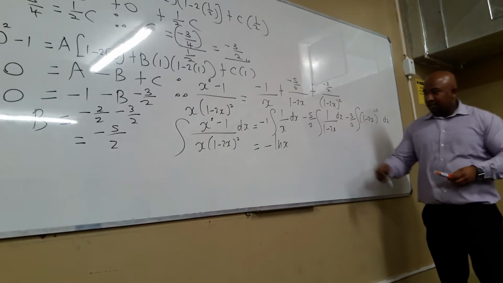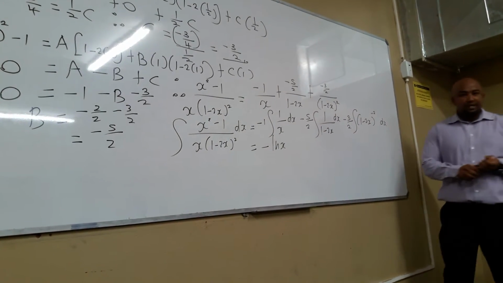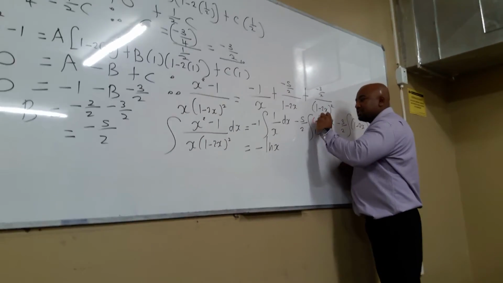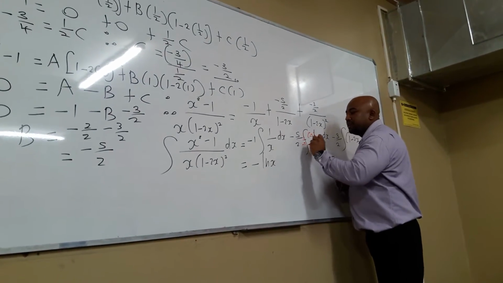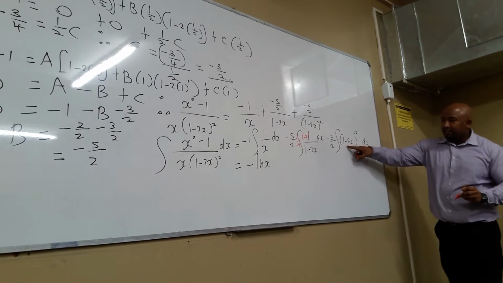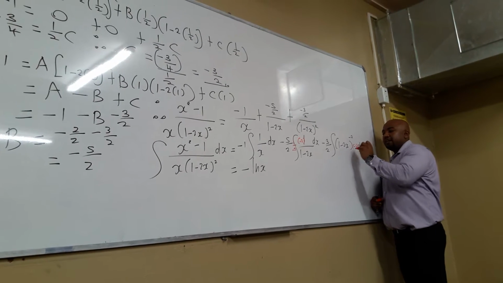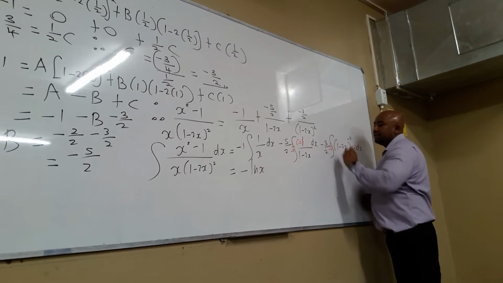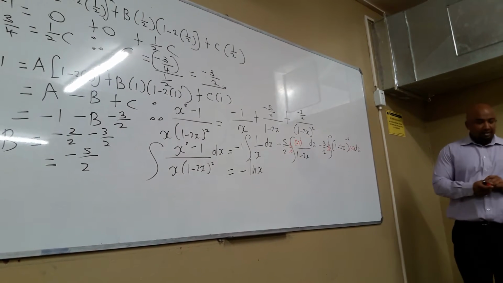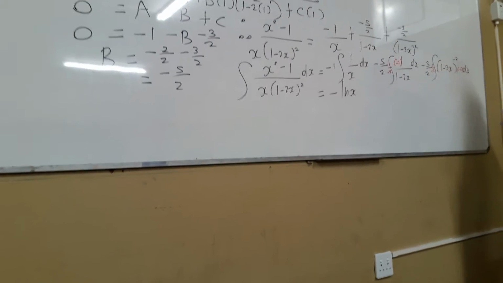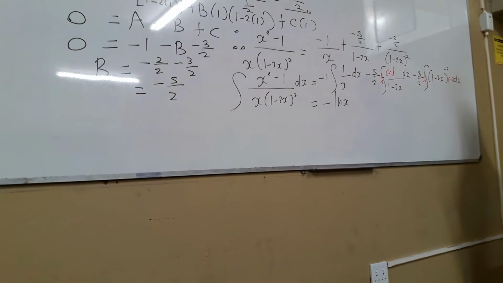Okay. Here the derivative of 1 minus 2x is what? What's the derivative of 1 minus 2x? Minus 2. So I multiply by 1 over minus 2 there. Here the derivative of minus 2x is minus 2 again. So I multiply by 1 over minus 2 there. I'm using the method of inspection. You must get the same answer using substitution.